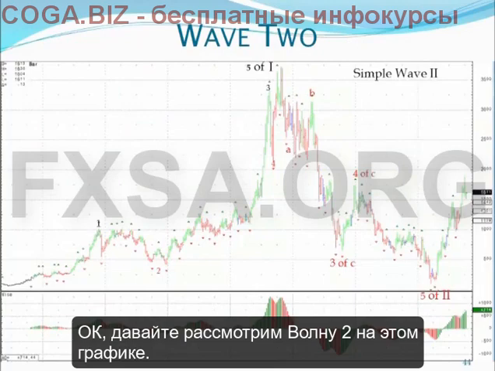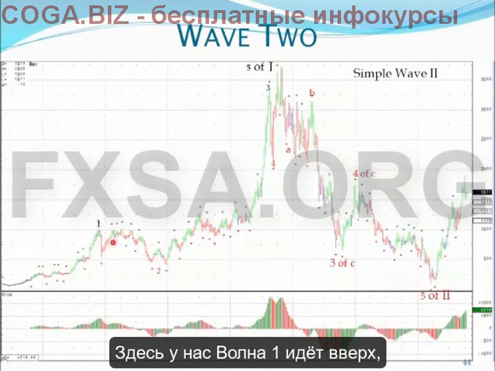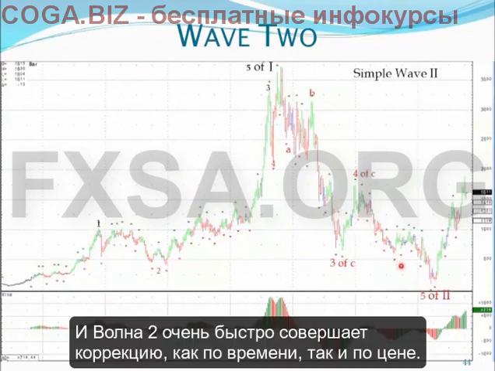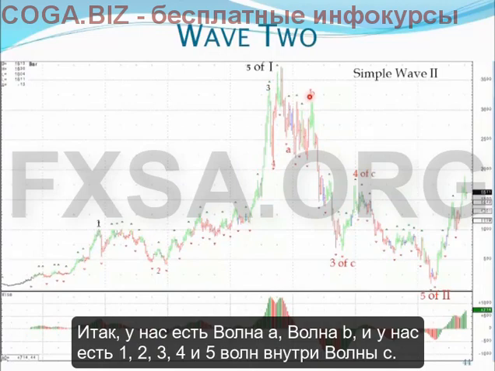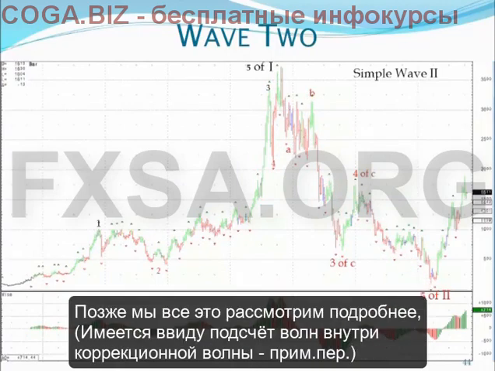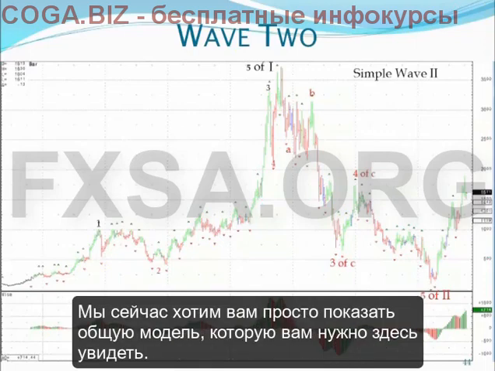Okay, let's take a look at wave 2 on a chart here. We have a wave 1 that comes up, looks like our tallest peak, and the wave 2 retraces very quickly in time and price. So we have an A wave, a B wave, and then we have a 1, 2, 3, 4 of C, 5 of C. Again, we'll get into counting and breaking this down later. We just want to show you the overall visual pattern recognition that you're trying to see here.